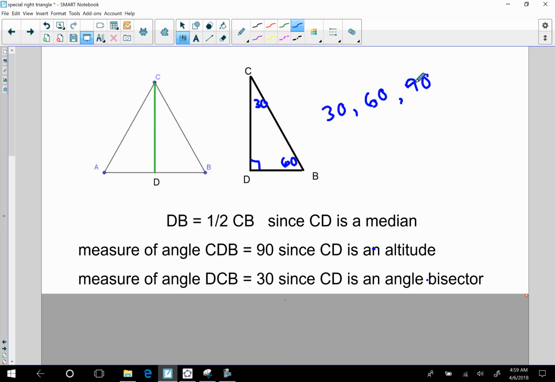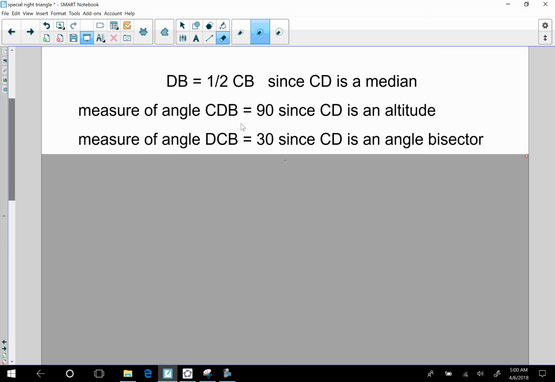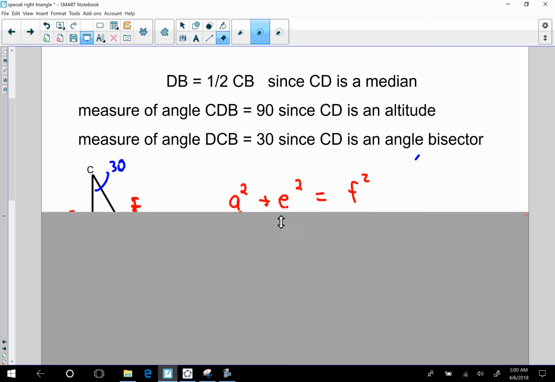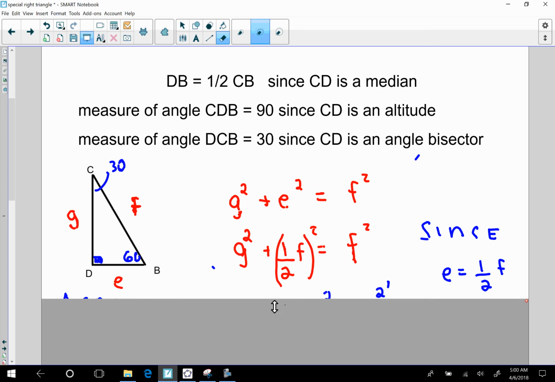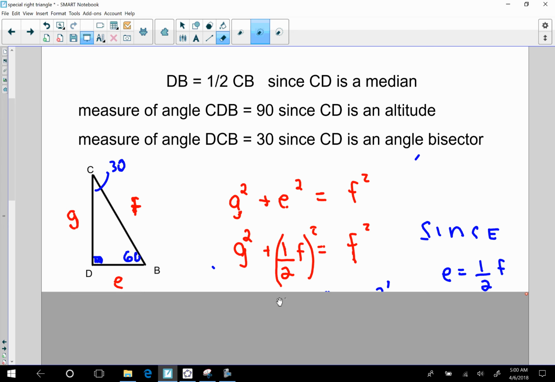And therefore, DB is equal to 1/2 of CB. It's copied from the previous page. The measure of angle CDB is 90, since CD is an altitude, and the measure of DCB is 30, since this is an angle bisector. So what else can we say then? Let's pull the shade down. What we're going to do here is define these lengths.